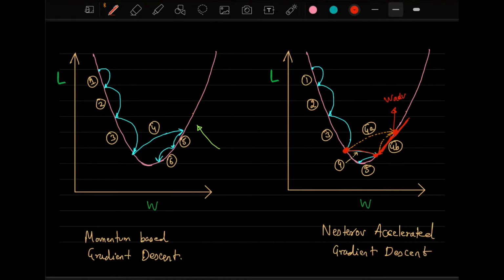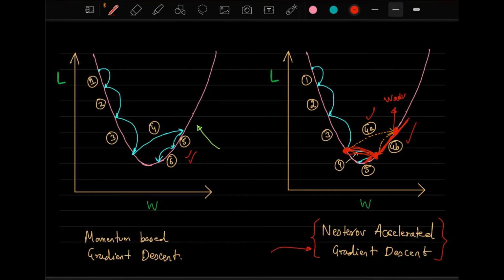So instead of going to 4a and 4b as it was in the case of momentum based gradient descent, it is going directly to this point without going to this point. It is directly jumping here. So if it directly jumps here, then it can find out the minima easily, and you can see how it is finding minima easily by looking into this paper.